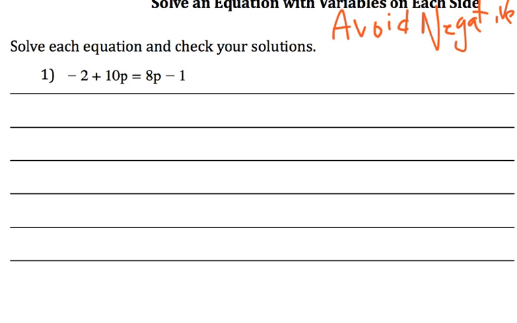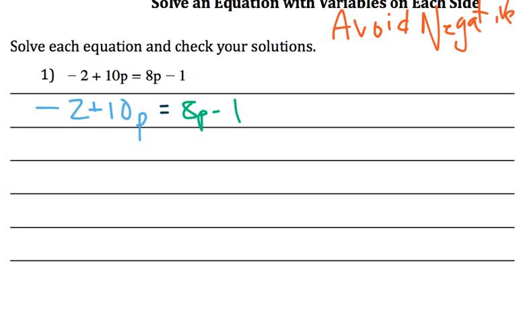So in this first one, I'm going to rewrite this, but you don't have to. And the reason I'm rewriting it is to give myself more room. But I also want you to be able to see that the left side has negative 2 plus 10p, while the right side has 8p minus 1. So this means that there are variables on both sides. So in order, I like to address the variables first.